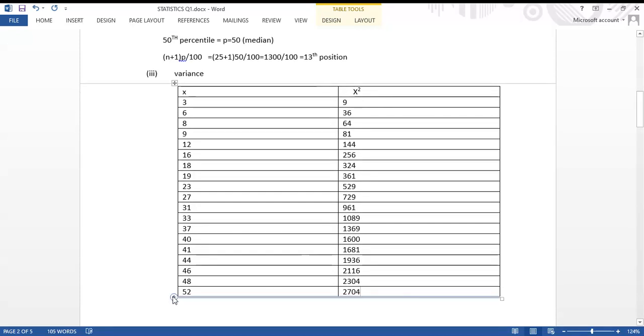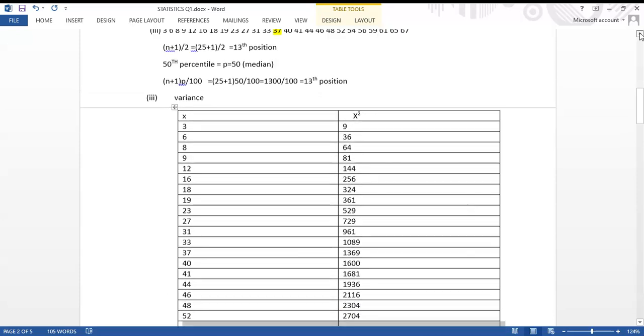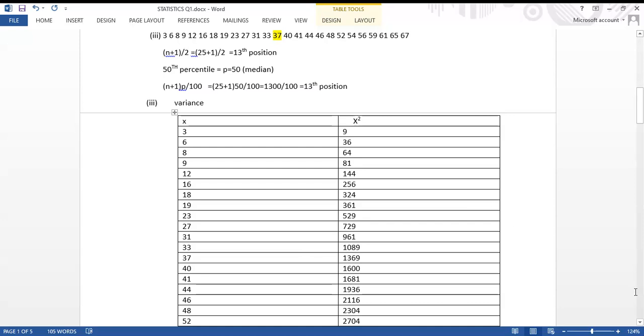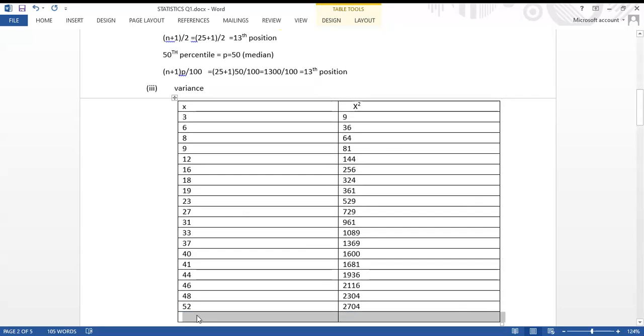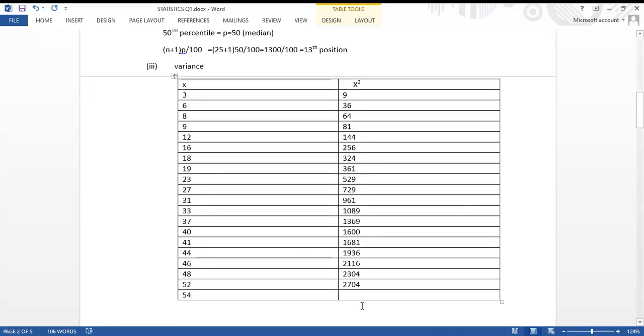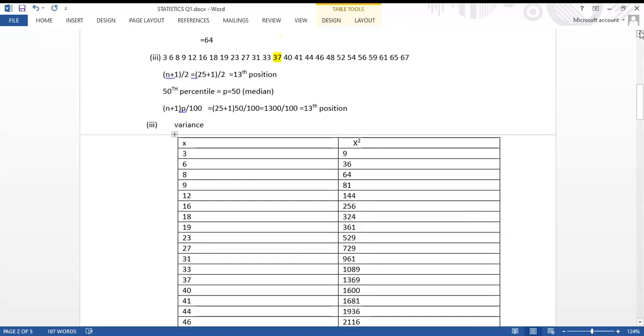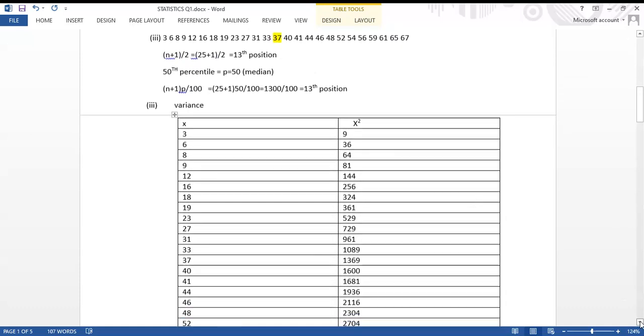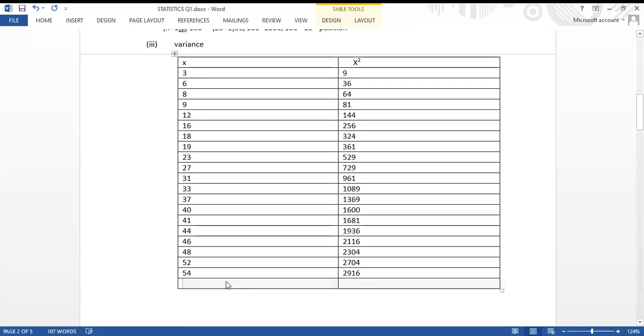All right. We've got the next one. 54 squared. 2916. All right. Then after 54 squared, we have 56 squared. 3136.